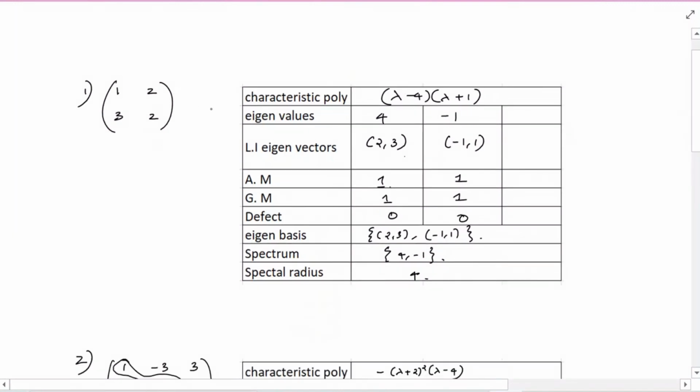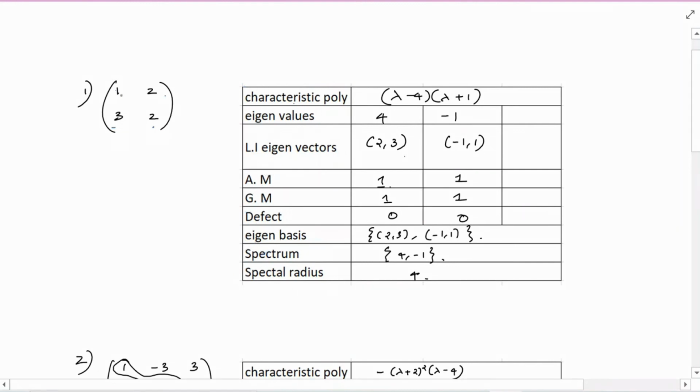Okay, some examples are given here. I think we have already done these questions. 1, 2, 3, 2. The characteristic polynomial. We can fill these tables. We all know what is a characteristic polynomial. Eigenvalues, linearly independent eigenvectors, algebraic multiplicity, geometric multiplicity, defect, eigenbasis, spectrum, and spectral radius.